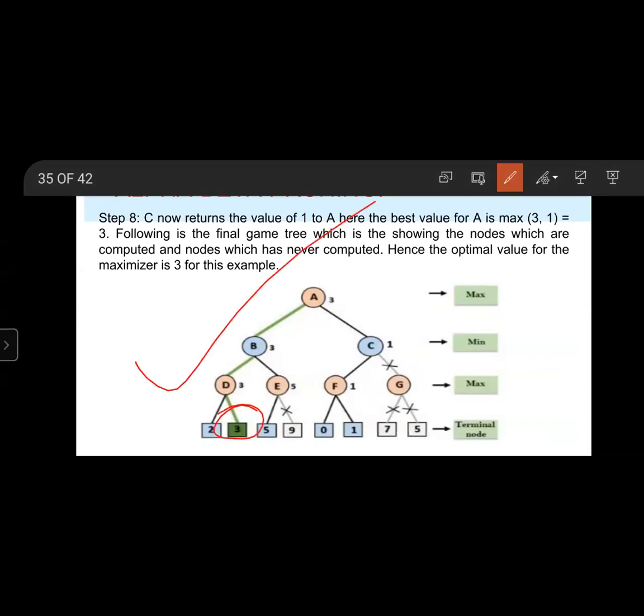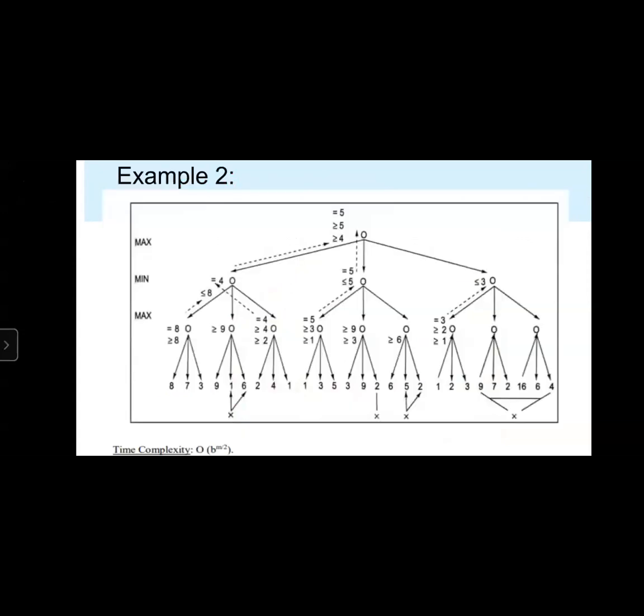Clear? This is alpha beta pruning, a very, very important topic. Min-max procedure and alpha beta pruning, and alpha beta pruning example 2. This is the example, no doubt.